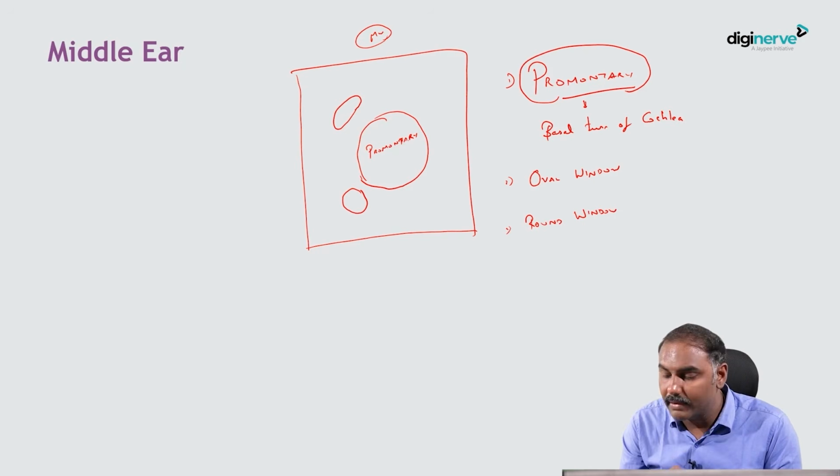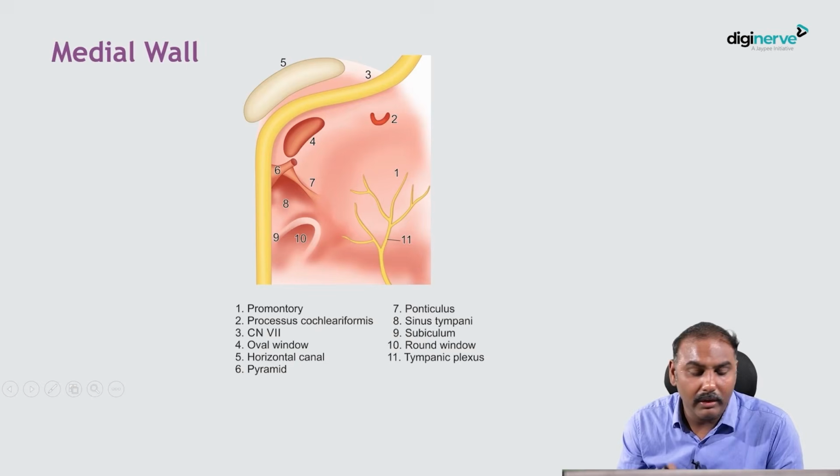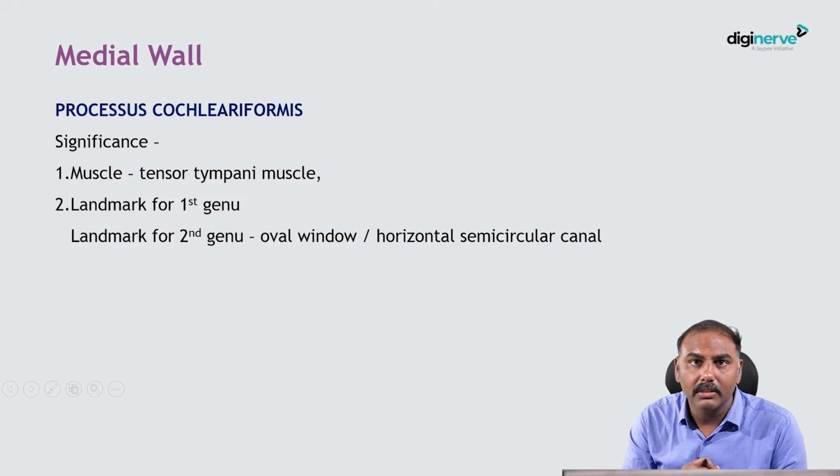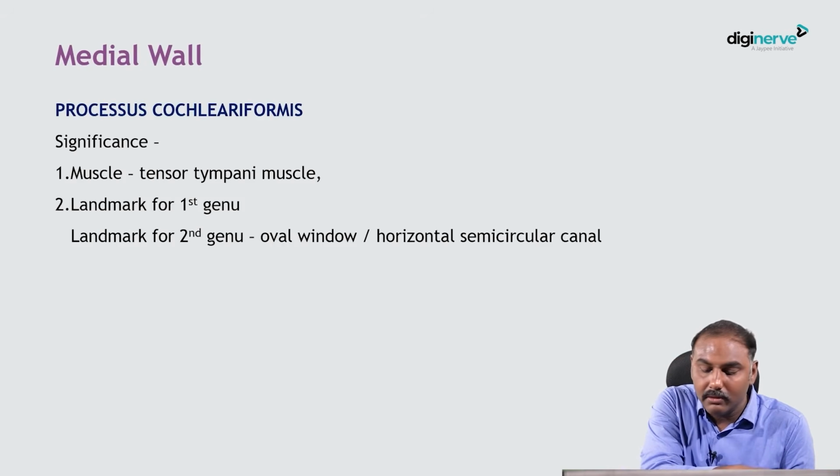Okay, have it in mind. Why are these windows? Why should we have a window? So these windows are like our ventilation tracts. Okay, so what happens now?